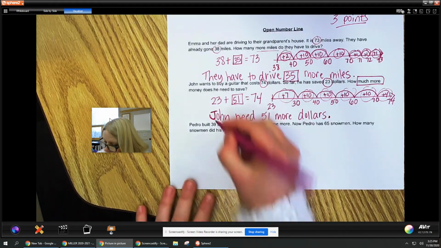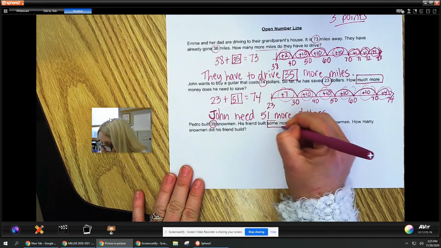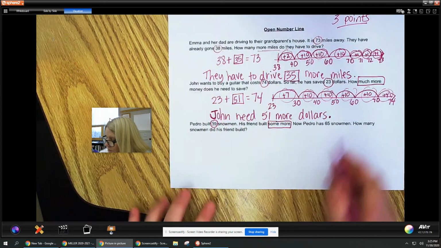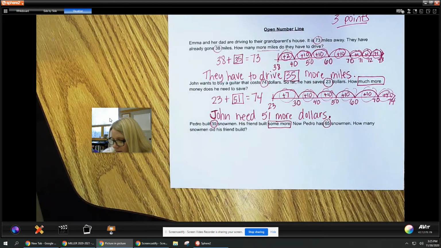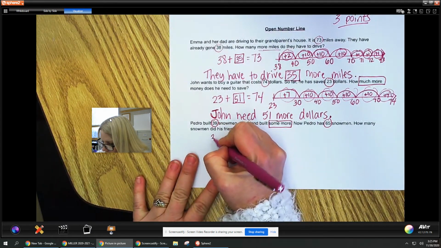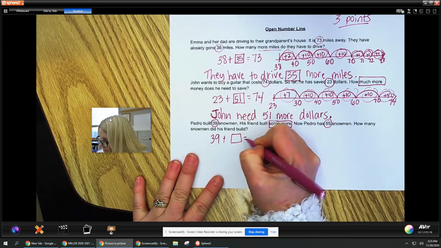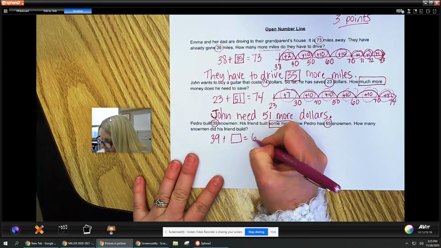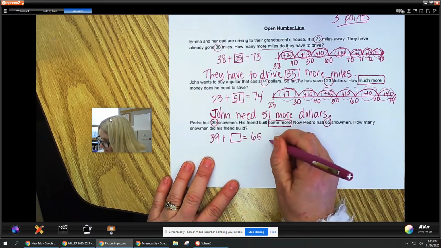Pedro built 39 snowmen. His friend built some more. There's our box. Now Pedro has 65 snowmen. How many snowmen did his friend build? So let's go ahead and start with what we know. We know that Pedro has 39. We don't know how many his friend built, but he had a total of 65. There's my first point.